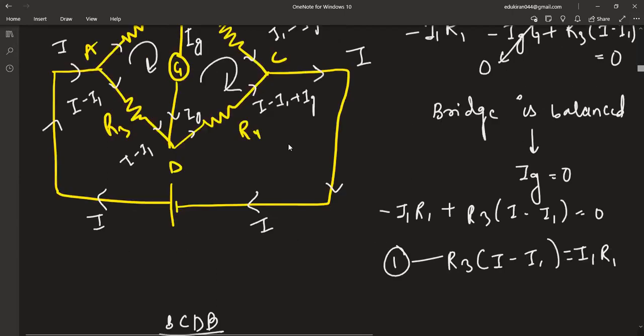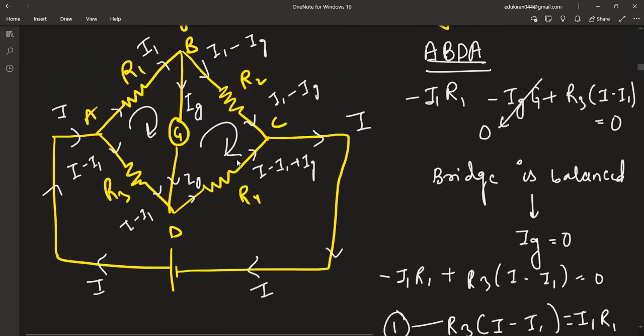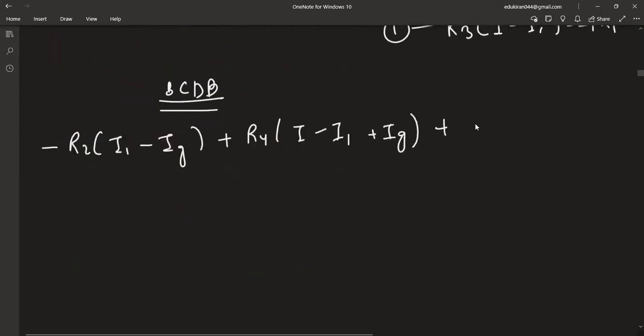Lastly, this is the last branch. We are moving in the opposite direction, so plus we will take Ig into G. Plus Ig into G is 0. We are discussing the balancing condition, so this would be 0. This will also become 0.